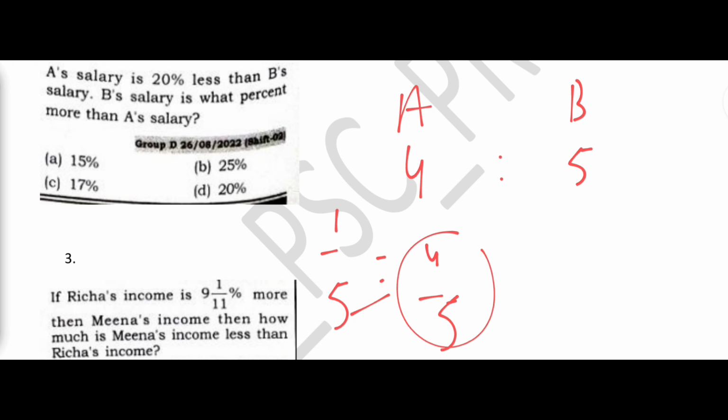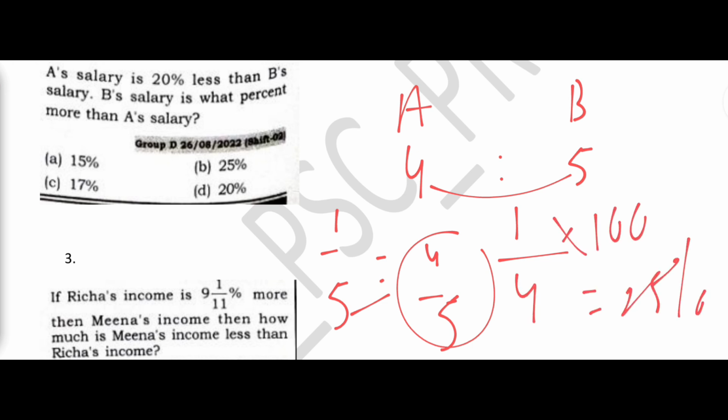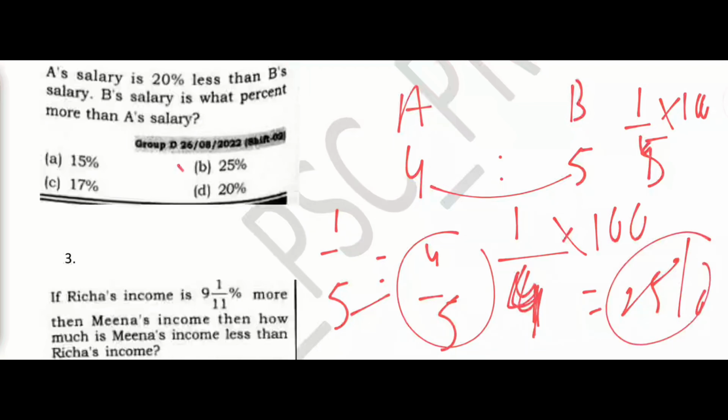B's salary is what percent more than A's salary? B's salary is 1 more than A's salary into 100, which is 25%. B is how much more than A? 1. Since we are asking how much more than A, we are taking the reference of A. If we were asked A is how much less than B, then it would have been 1 upon 5 into 100. Since we are taking the reference of A, it is 1 upon 4 into 100, which is 25%. So the option is B.